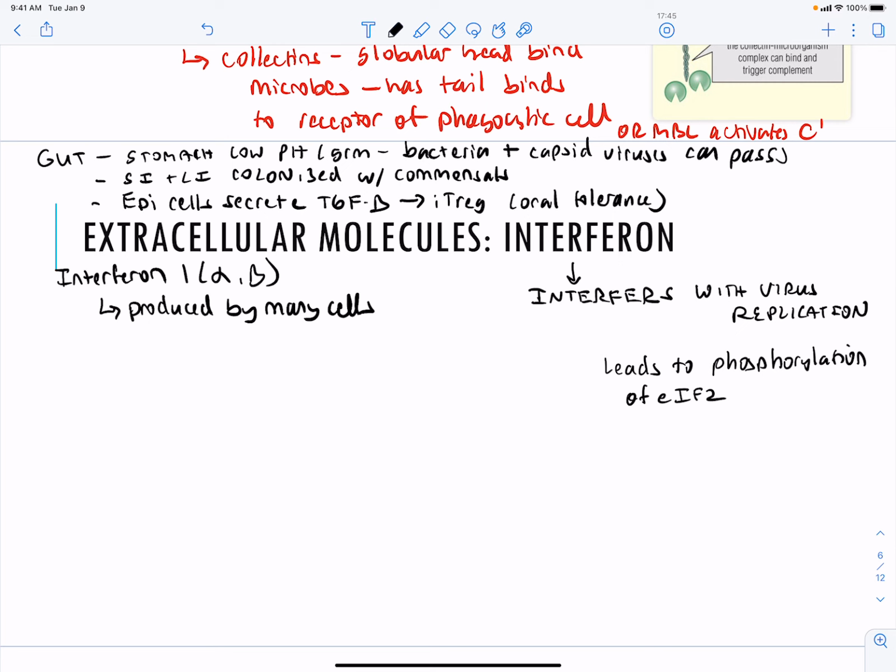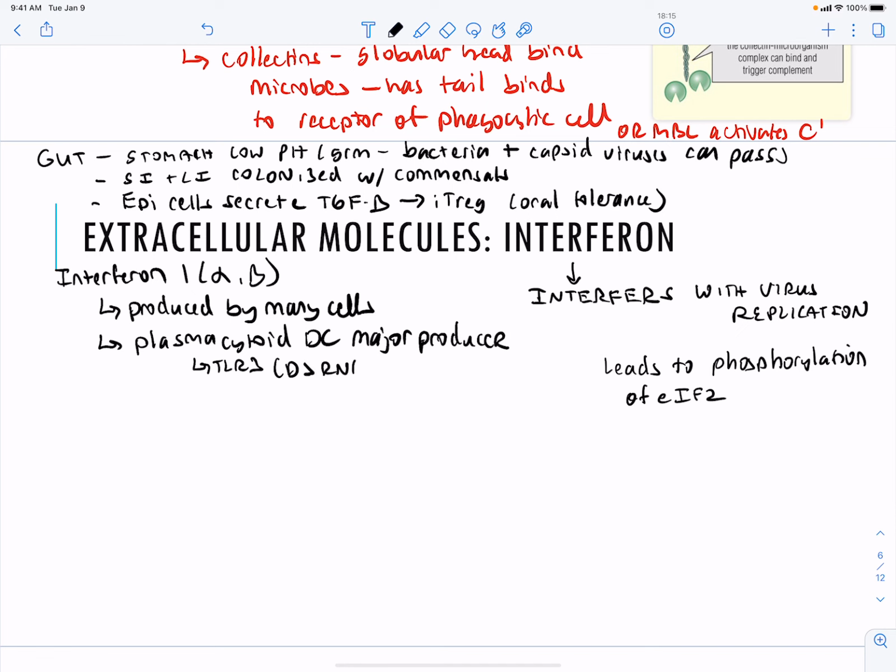And a very specialized dendritic cell is a major producer of interferons during a virus infection. So we have our plasmacytoid dendritic cell. It's a major producer. It secretes interferon in response to toll-like receptor 3 engagement, which is double-stranded RNA. And of course, we do not have double-stranded RNA in our bodies, and so that triggers the plasmacytoid dendritic cell to say there is something else happening in us.